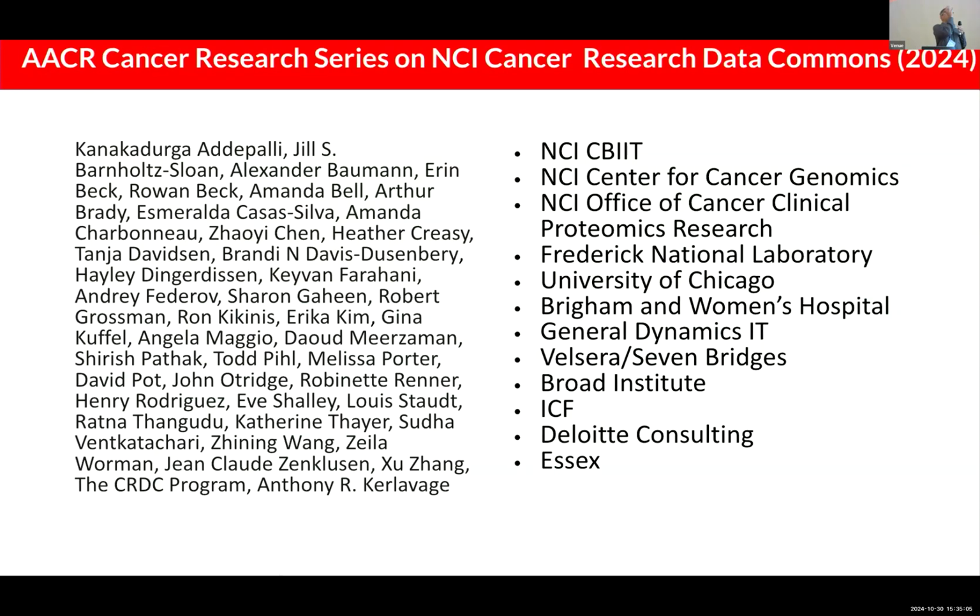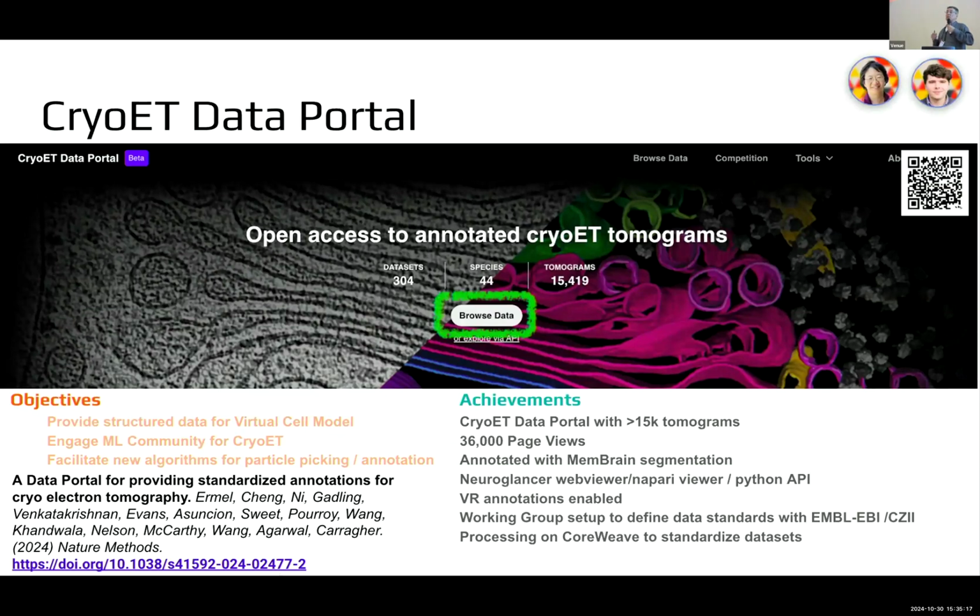I just want to put these names up because these are people who are still working on CRDC. These are the authors from 4 papers which came out in the AACR journal earlier this year celebrating the 10th anniversary of the project. So another smaller project, one that we are undertaking at CZI, is the CryoET data portal.